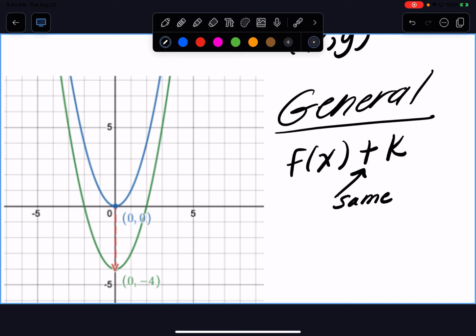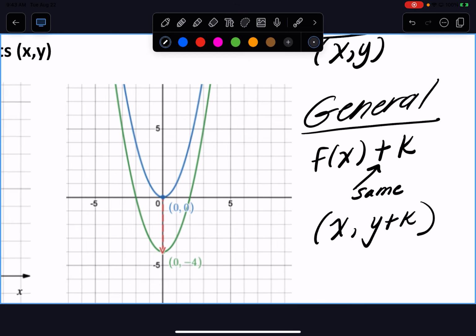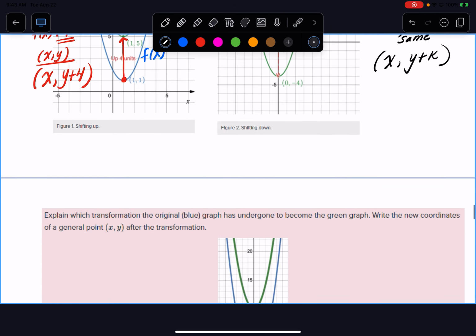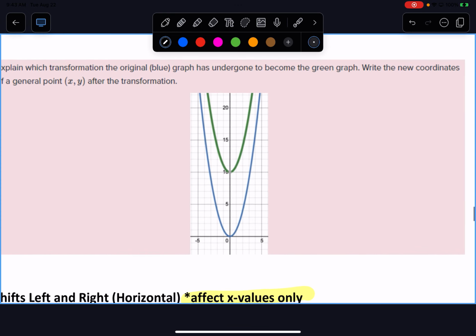Yes? Okay. Now, once again, in general, this is how we write our x, y points. X won't change, but a shift up and down will be y plus or minus the k value. So these are the general answers. That means now you can write any equation depending on what I say. All right, awesome. So let's practice that, how they word it on the test and the homework.